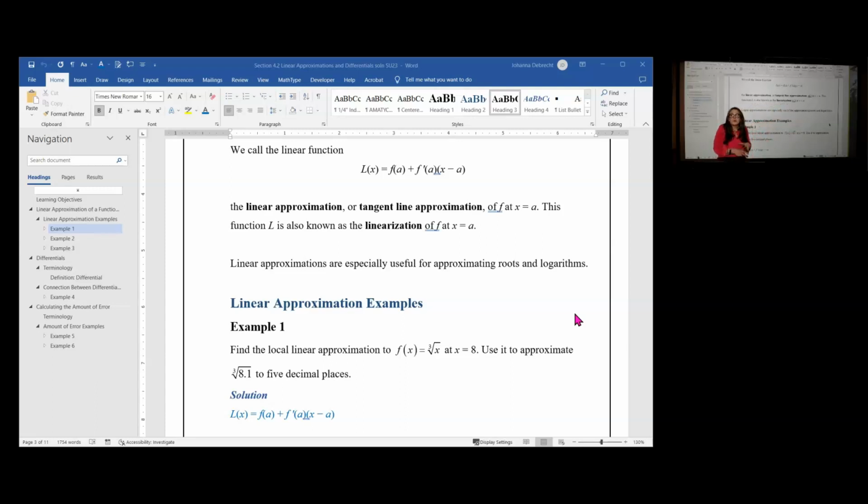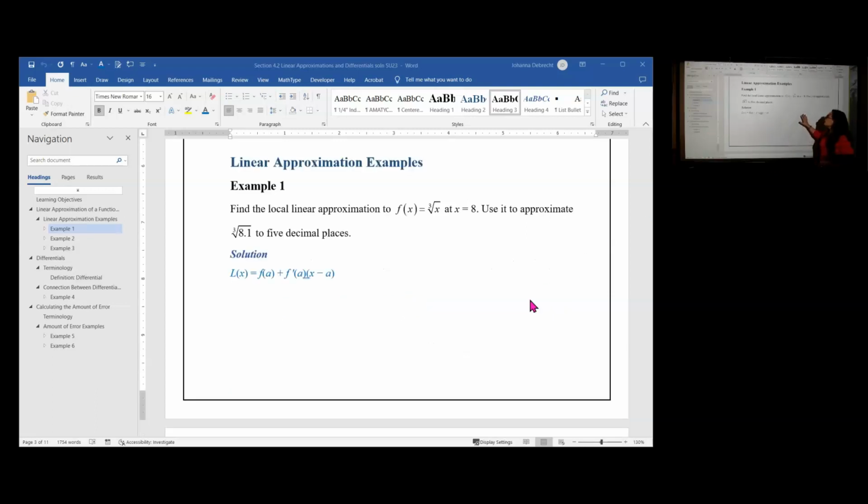In other words, you're approximating what may be a curved function with the linear function, which is the tangent line. These linear approximations are very useful for approximating roots and logarithms. Yes, you can approximate them without a calculator using a linear approximation. Let's see how accurate this would be by looking at some examples.